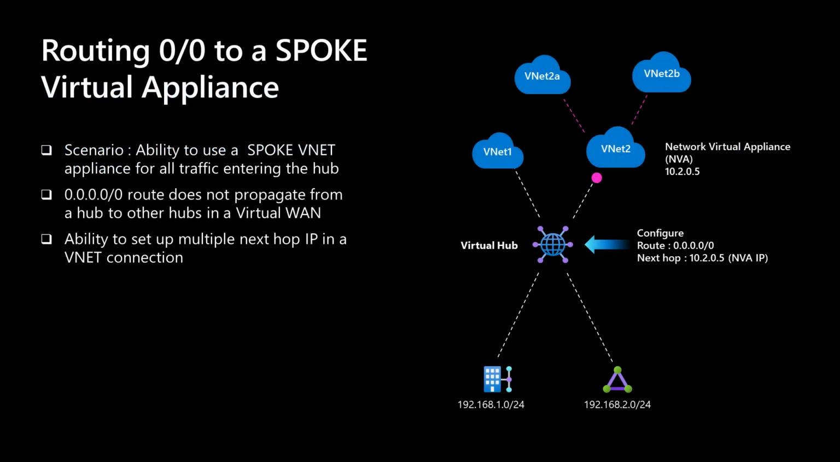We're also now enabling you to put a 0/0 route in the default route table to route all of your traffic to your favorite NVA in a spoke VNet. Note that this routing only applies locally or to branches or VNets connected to the same hub. The 0/0 route will not propagate between hubs. We're also enabling the ability to support multiple next hop IP addresses in a spoke VNet.